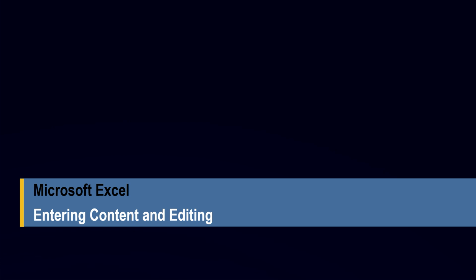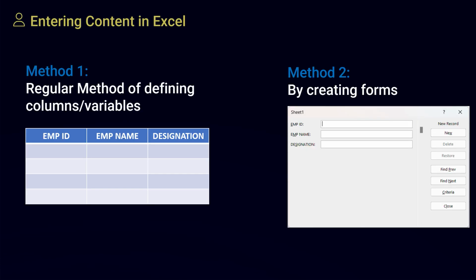So let us now touch base on these two concepts in this video: how do we enter the content in Excel, and once the content is entered, if a user wants to make some modifications, how do we make those changes? That's what we call edit. To start with, entering the content in Excel is actually done in two methods.